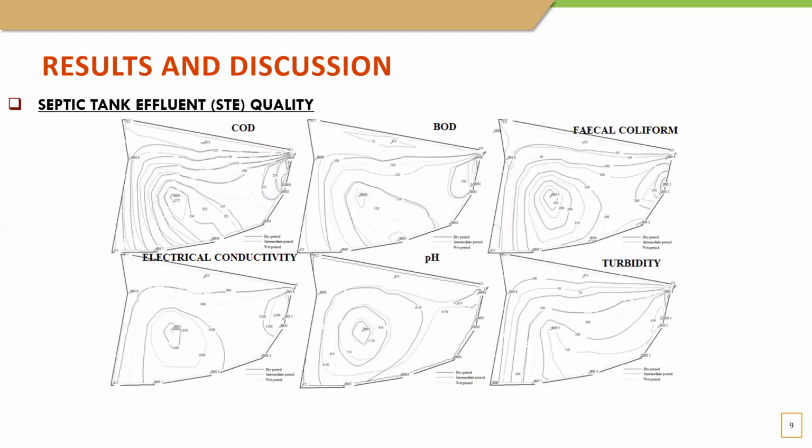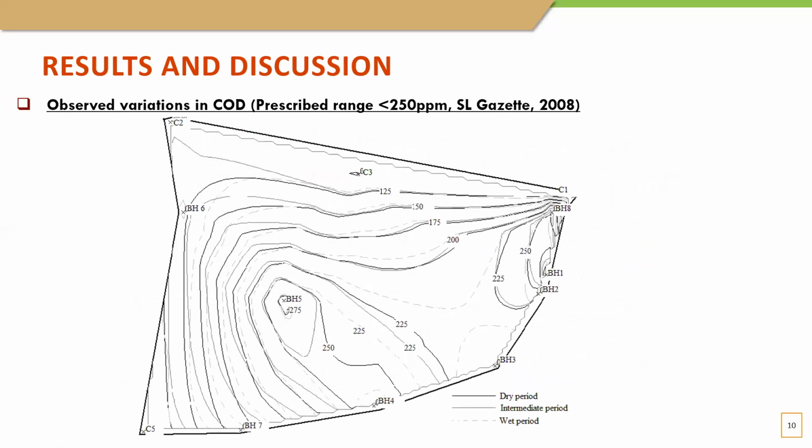Next are the results and discussion about the septic tank effluent water quality. I measured 6 parameters: COD, BOD, fecal coliform, electrical conductivity, pH, and turbidity, which are the effluent characteristics measured in the project. So you can see the COD values from contours presented in this slide.